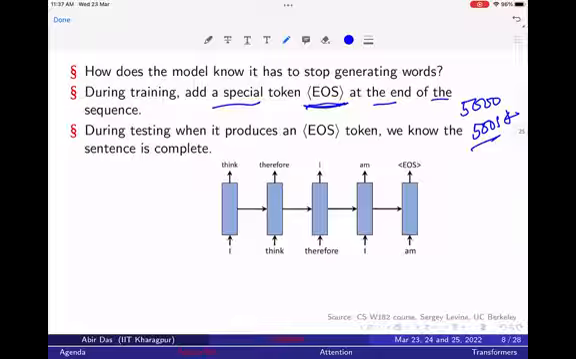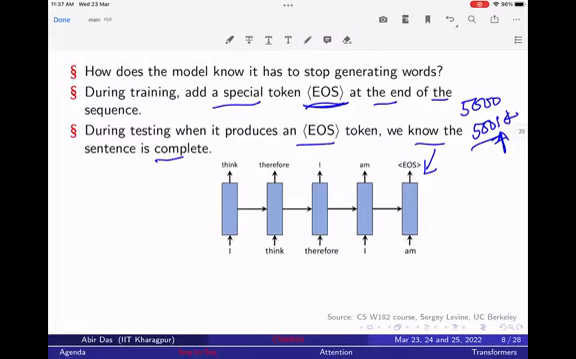During testing, when the model produces a high probability for this 5,001st position, we know that the sentence is complete. We will not generate any more. This is the last word it has generated, EOS, the end of sequence token.